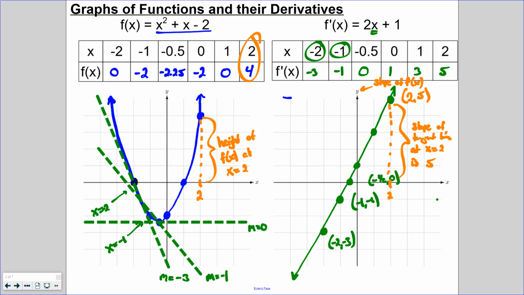Last thing I want to mention here is notice how, when we took the derivative, we started out with a quadratic, and we ended up with a linear function. Whenever we take the derivative of a polynomial function, it always gets lowered by 1 degree. So a quadratic becomes linear, a cubic will become quadratic, and so on and so forth. This is something we'll explore later on, but I just wanted to make that connection now.